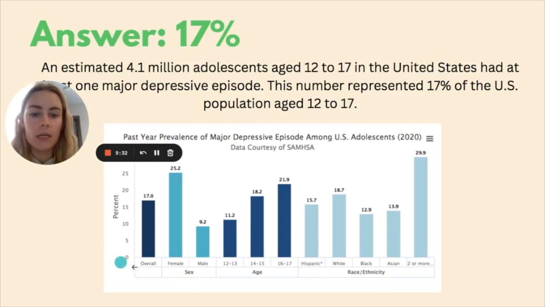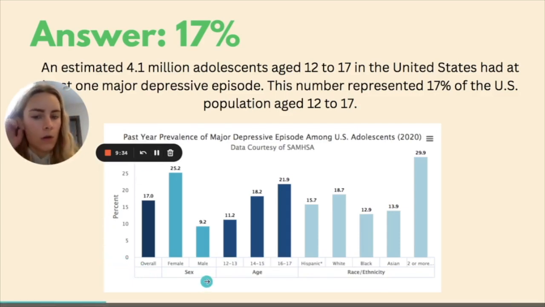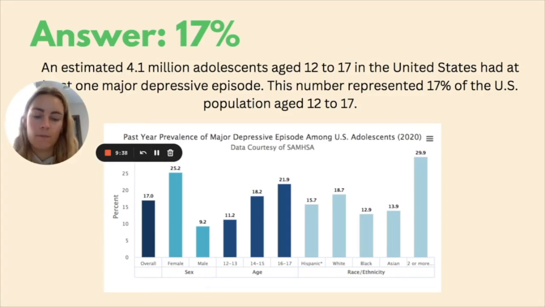And then here we get into ages. So ages 12 to 13, we're at 11.2%. Ages 14 to 15, we're at 18.2%. And 16 to 17, we're at 21.9%. So that, unfortunately, is a steady increase on how many children are developing depression as they get older.